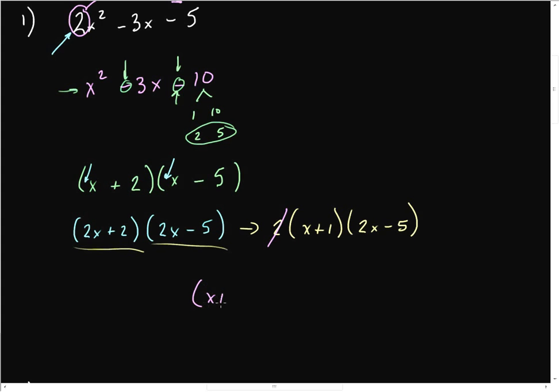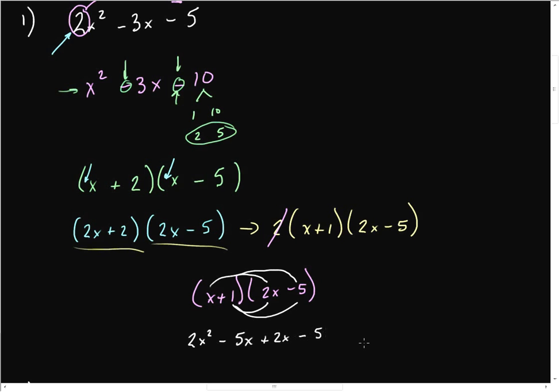x plus 1, 2x minus 5. And that is supposedly the factorization for 2x squared minus 3x minus 5. Okay, let's check. Using the distributive property, not that godforsaken four-letter F word, we are going to multiply and say x times 2x is 2x squared. And then x times negative 5 is minus 5x. 1 times 2x is positive 2x. 1 times negative 5 is a negative 5.